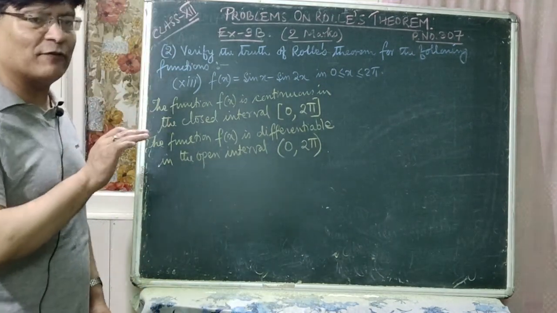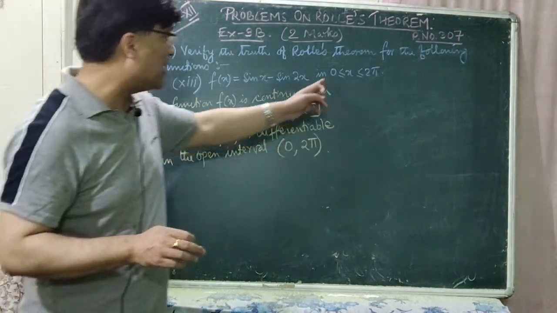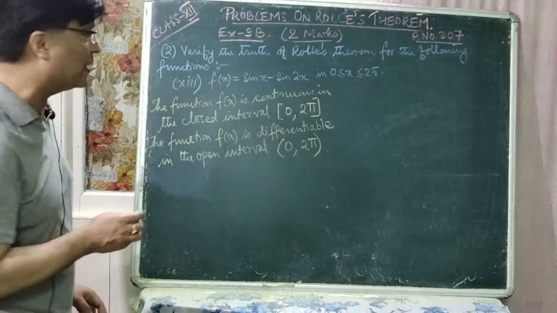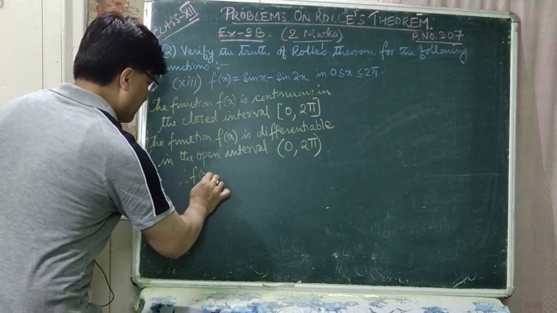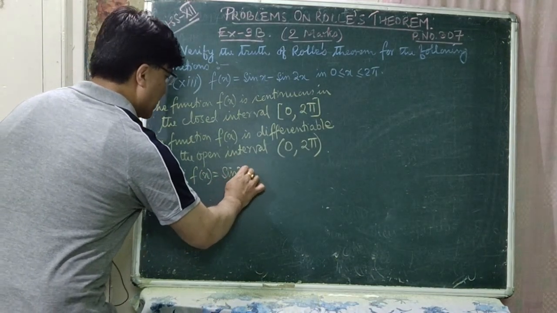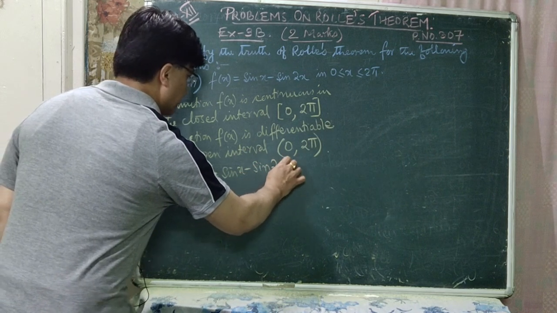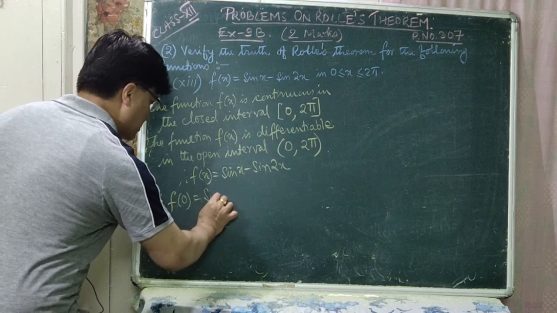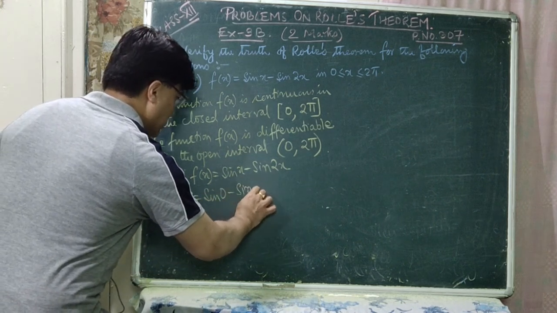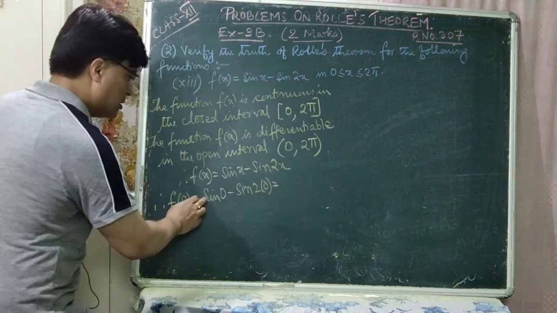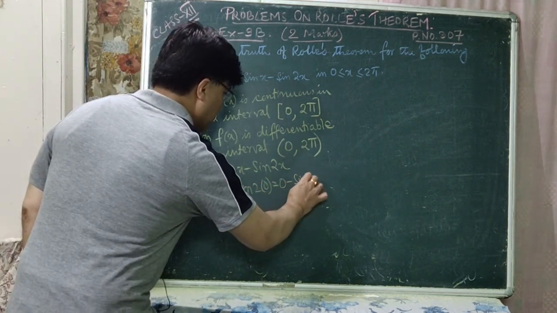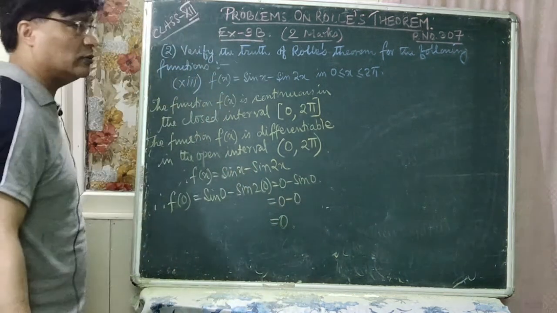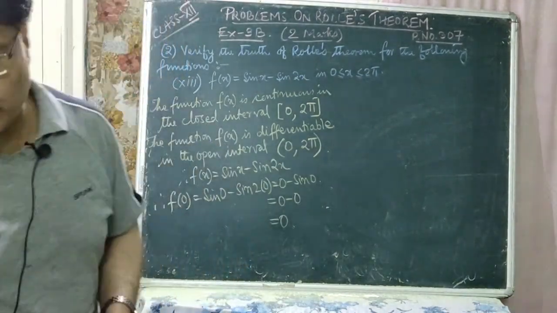And you have to prove that f of a is equal to f of b. So in this case a here is 0 and b here is 2 pi. And you have to prove f of 0 is equal to f of 2 pi, right? So now you know that f of x is equal to sin x minus sin 2x. Now let us put x is equal to 0 here. So f of 0 is equal to sine 0 minus sine 2 into 0, which is equal to sine 0 is 0 minus sine 2 into 0 is 0. So 0 minus sine 0, which is equal to 0. That is, f of 0 is equal to 0.